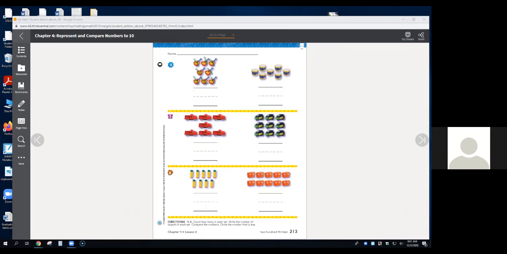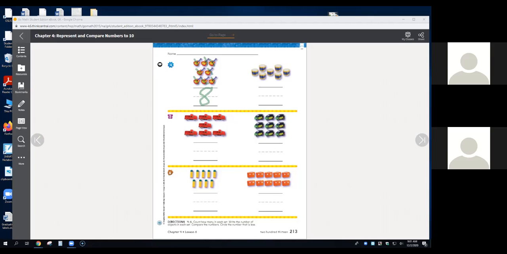So I'm going to ask Beth, how many guitars did you count, Beth? 8. Beautiful. Yes, I counted 8 too. 8 guitars. 1, 2, 3, 4, 5, 6, 7, 8. How many drums did you count, Beth? 7. Good job. Let's see here. 1, 2, 3, 4, 5, 6, 7.